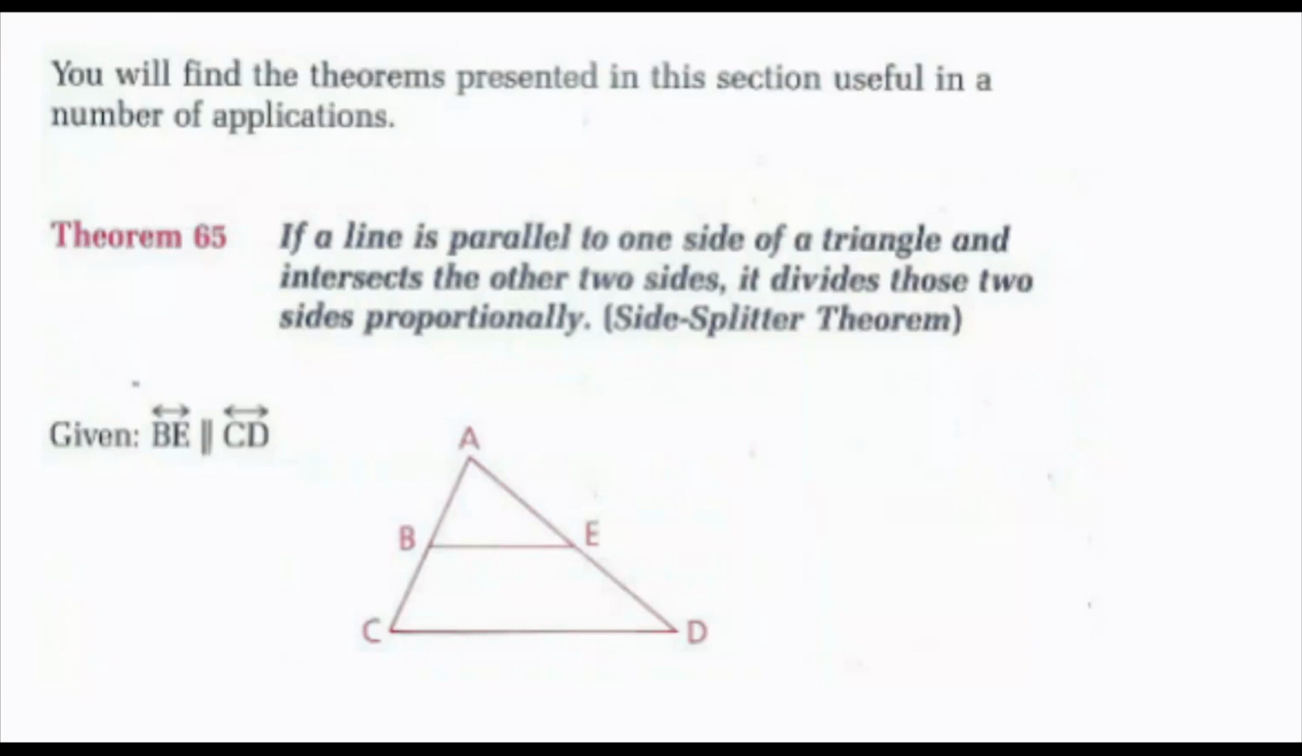Our first theorem: if a line is parallel to one side of a triangle and intersects the other two sides, it divides those two sides proportionally, and this is the side splitter theorem.